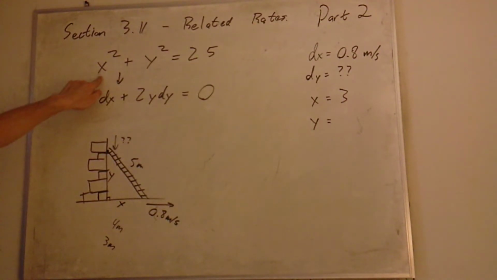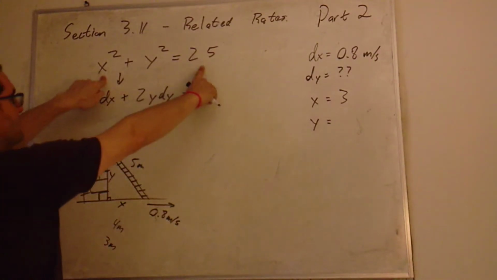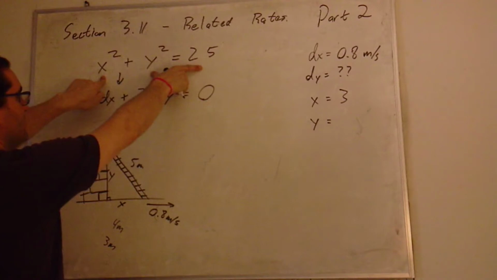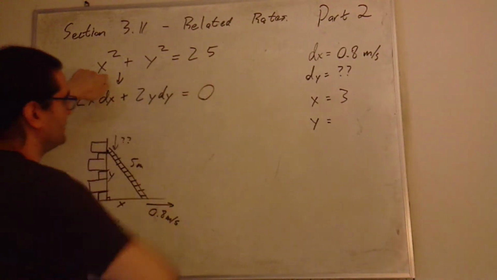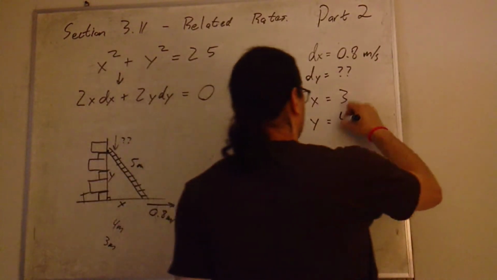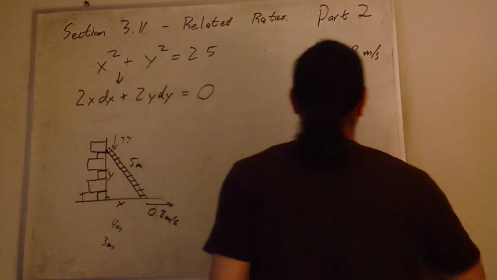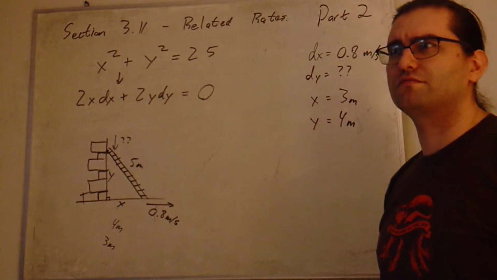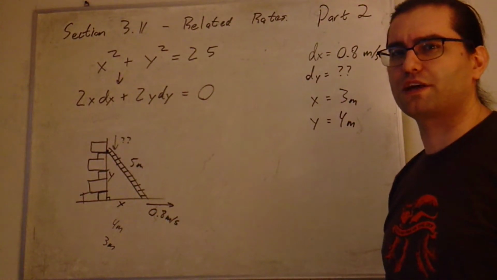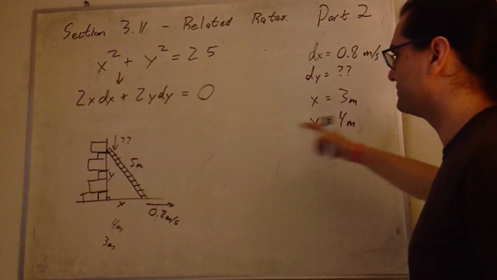If x is 3, that means x squared is 9. So that means that y squared needs to be 9 less than this. So y squared is 16. It means y is 4. X is 3 meters, y is 4 meters. Hopefully this is familiar as a Pythagorean triple. 3, 4, 5.